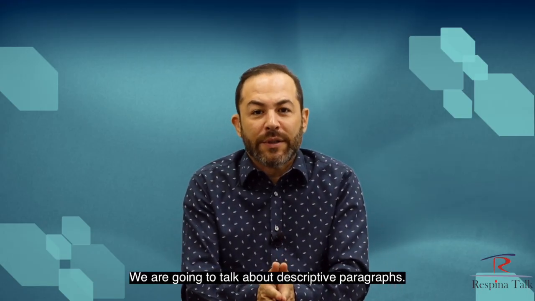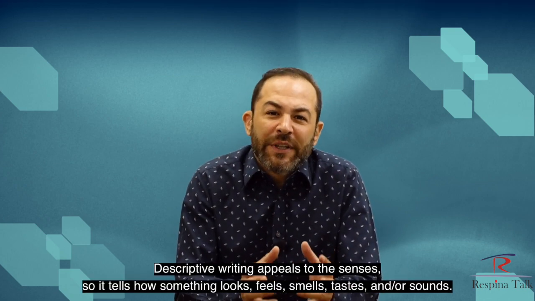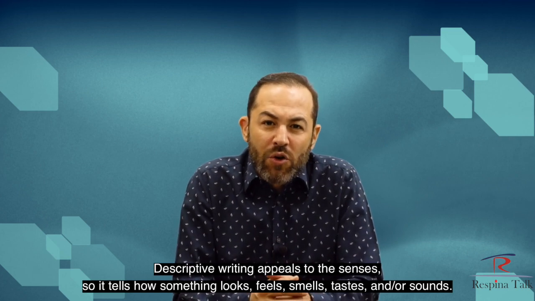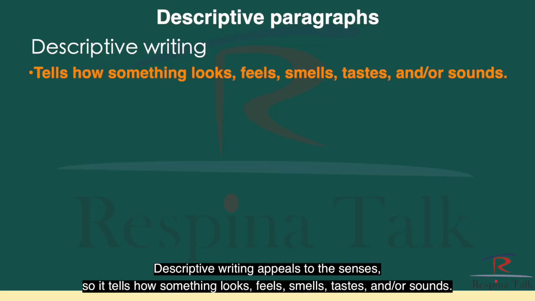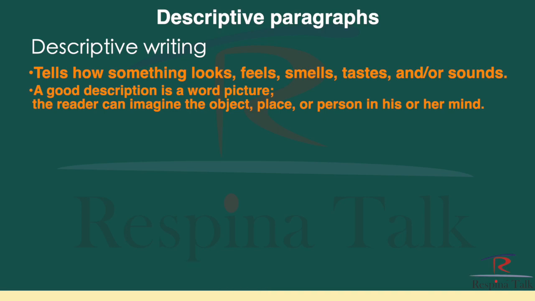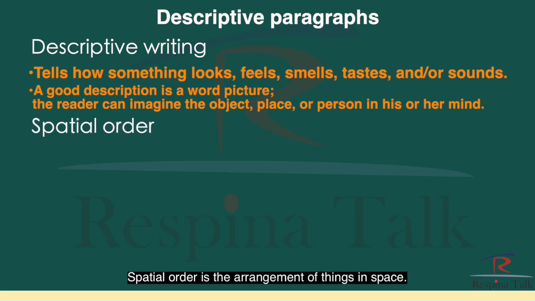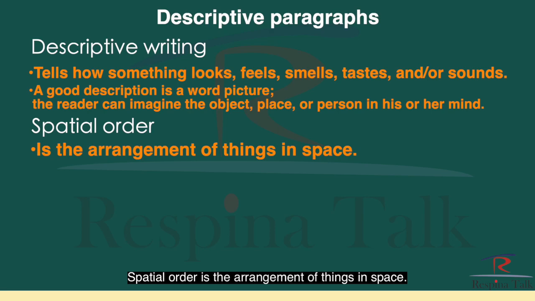Now we're going to talk about descriptive paragraphs. Descriptive writing appeals to the senses. So it tells how something looks, feels, smells, tastes, and/or sounds. A good description is a word picture. The reader can imagine the object, place, or person in his or her mind. A description usually follows a pattern of organization that we call spatial order. Spatial order is the arrangement of things in space.